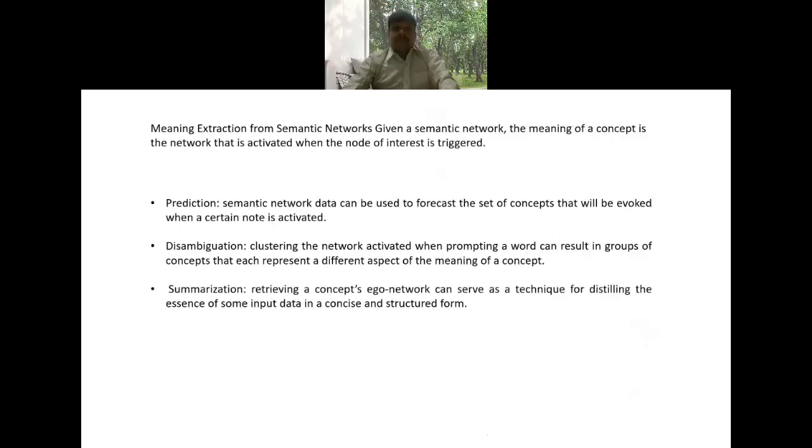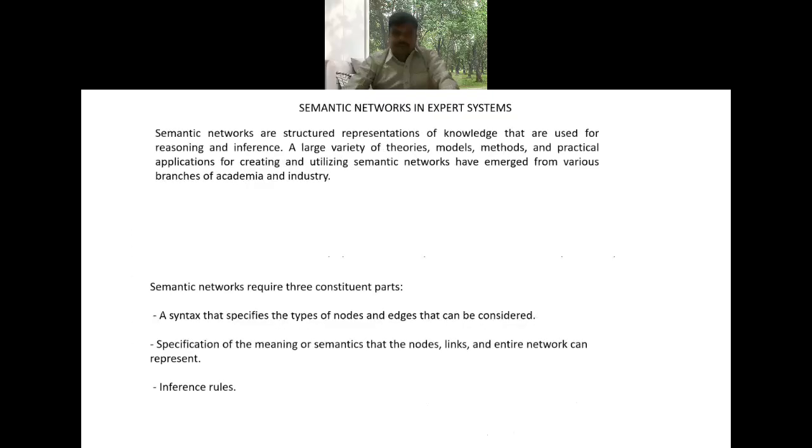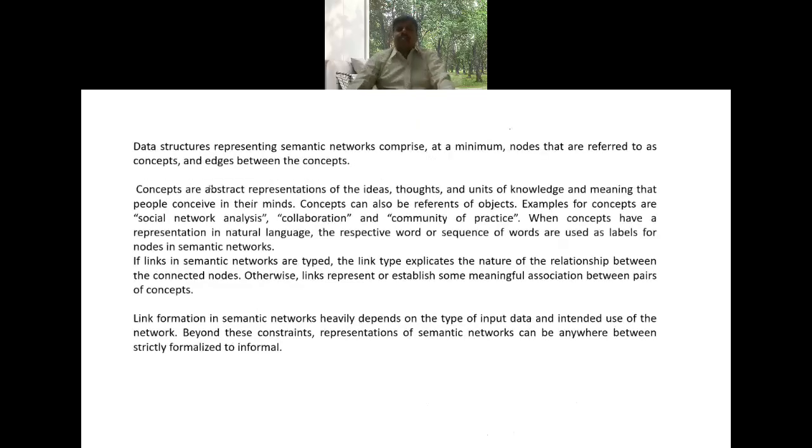Now we will go to previous. We had left two slides. So this is the first slide, already discussed. The semantic network requires three parts basically: a syntax, specification of the meaning or semantics that the nodes, links, and entire network can represent, and inference rules. So these are the three parts that every semantic network will have. Now coming to this one, these semantic networks are useful in knowledge representation.